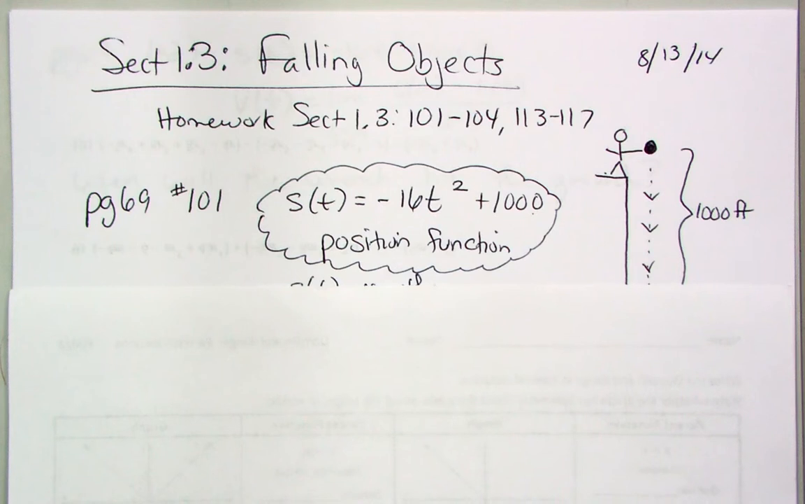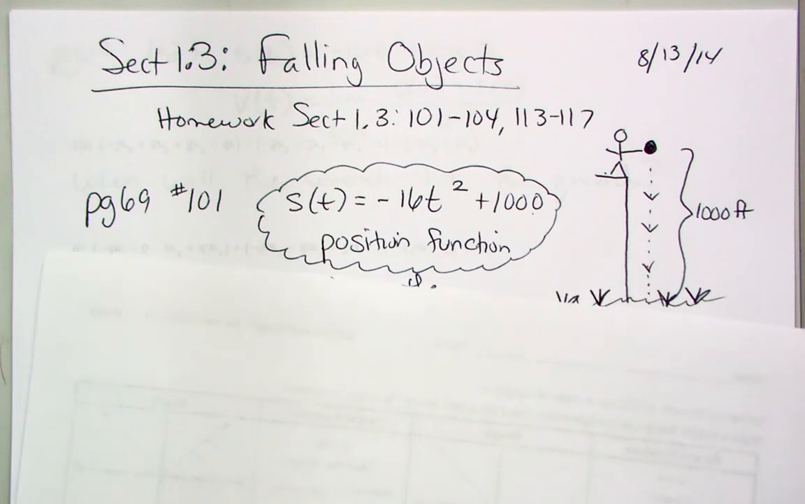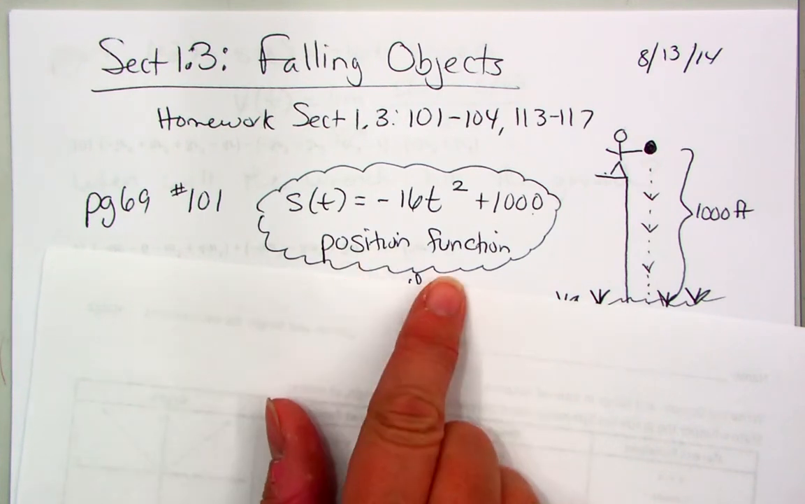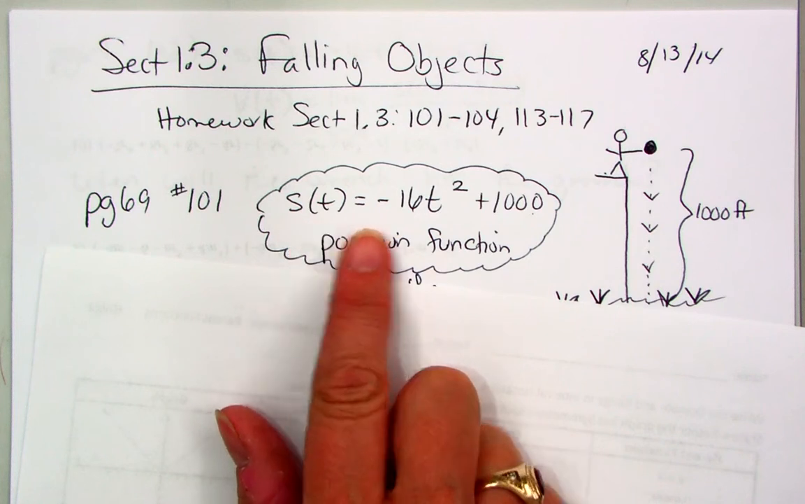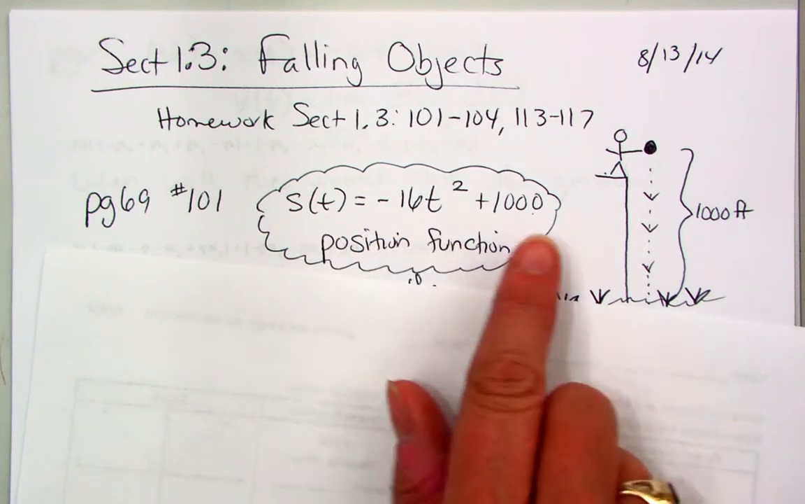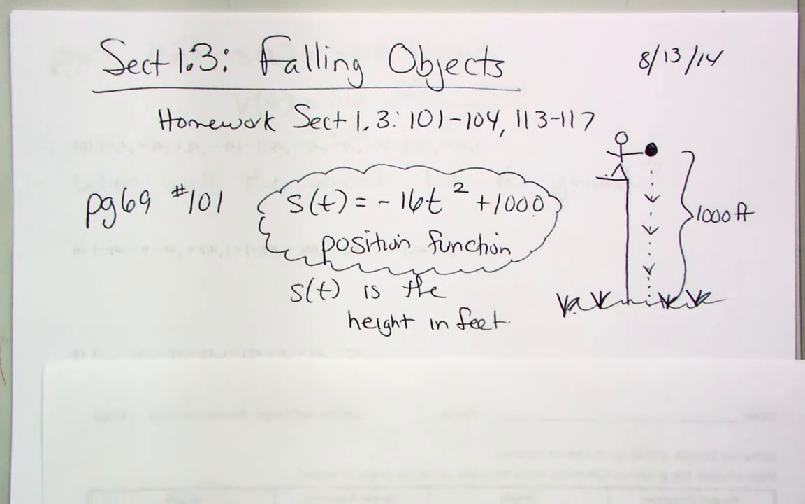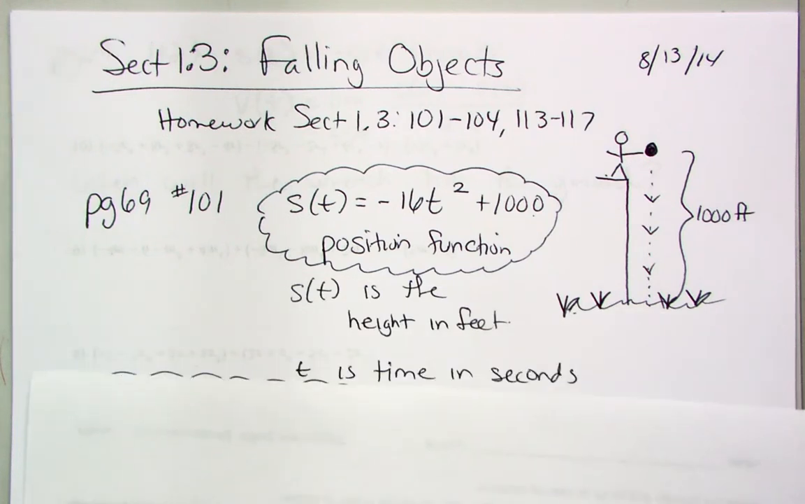So on page 169, I'm actually going to go over one of your problems, 101. It says that someone is standing on a cliff and they're going to drop something that is 1,000 feet from the ground. And so this is the position function. S of t is the position function of negative 16t squared plus 1,000, the 1,000 feet above the ground is what the object is. So S of t is the height in feet and t is in seconds.